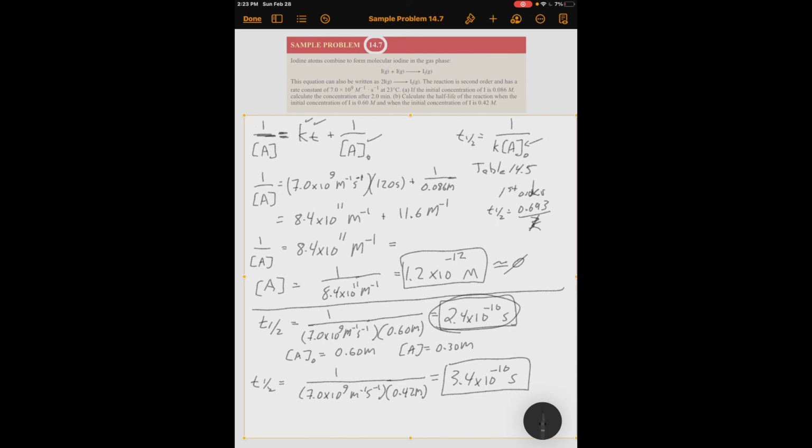Again, it's a really, really small amount of time. It's going to go down to half its initial concentration very rapidly. So, our initial concentration would be 0.42. After this amount of time, it would go down to 0.21. Okay? Half the initial concentration in that period of time. That's second order kinetics. Again, table 14.5 has all the formulas that you need for these sorts of calculations for first order and second order.